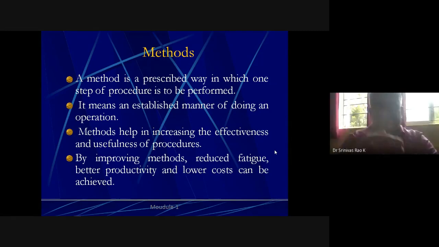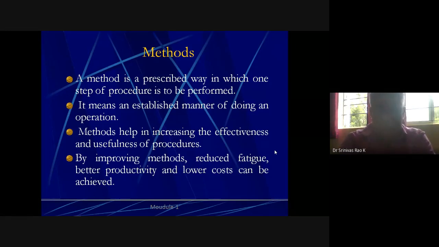Now a method is a prescribed way in which one step of a procedure is to be performed. In the procedure itself, we have one step. In that one step, there may be a possibility that you put one transistor and connect it. The transistor has three legs: emitter, base, collector. So in that one step, a method is clearly given on how to connect the transistor. You cannot connect the base somewhere else.